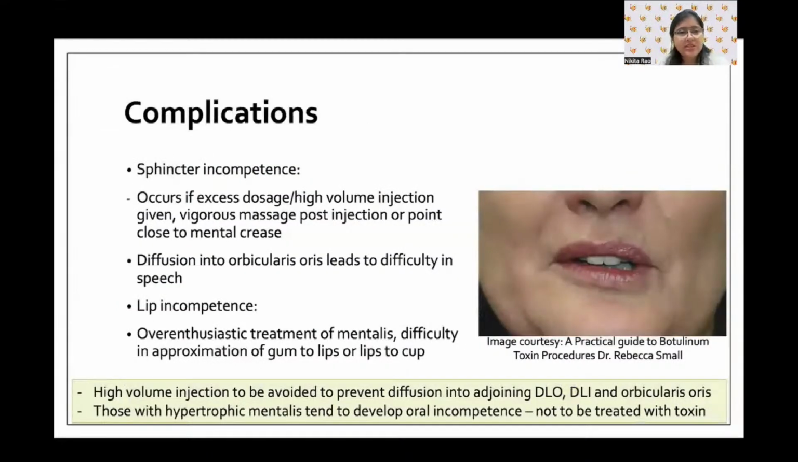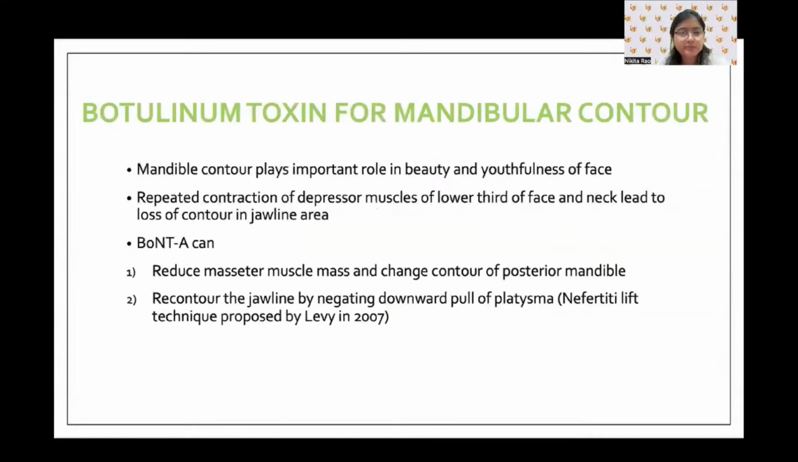Complications can again be sphincter incompetence and lip incompetence. Those with hypertrophic mentalis tend to develop an oral incompetence. So these patients are not to be treated with toxin.